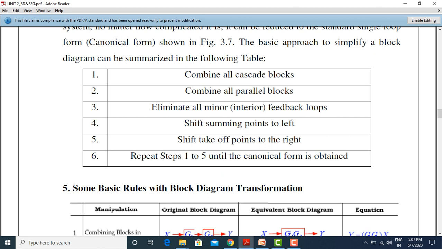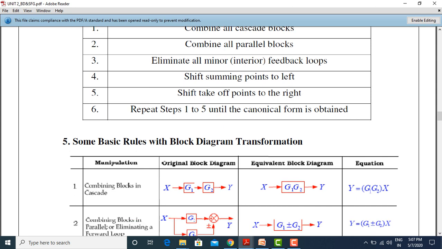Then shifting: try to shift your summing point to the left. You can shift it to the right also, but the diagram will be complicated then. So try to shift your summing point as far as possible to the left and try to shift your takeoff point to the right. Repeat steps 1 to 5 until the canonical form is obtained.